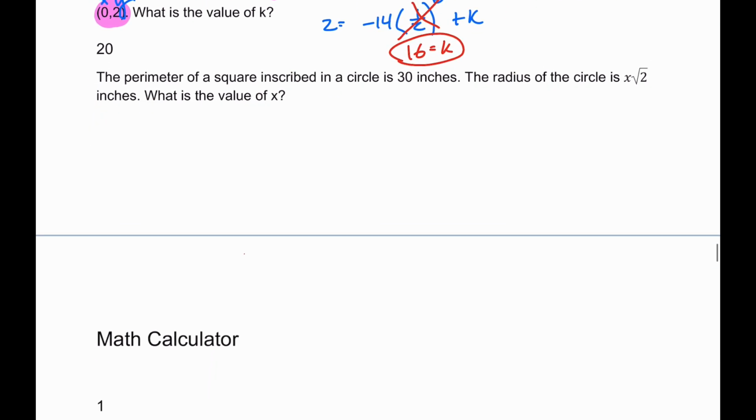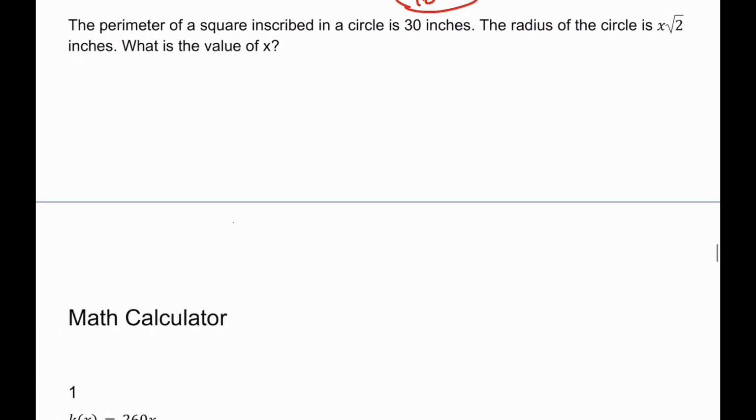Come on over here for number 20. Number 20 says the perimeter of a square inscribed in a circle is 30 inches. The radius of the circle is x root 2 inches. Wow, x root 2, that signifies to me 45, 45, 90. That shows up a lot. Remember that for a 45, 45, 90 triangle, it goes x, x, x root 2. So I think at some point that's probably going to come up.